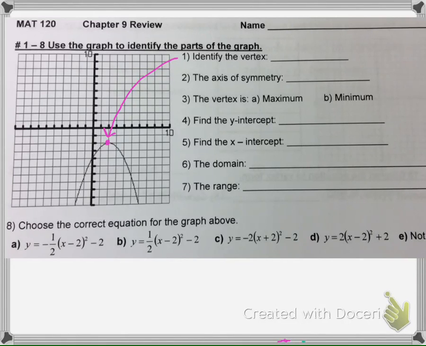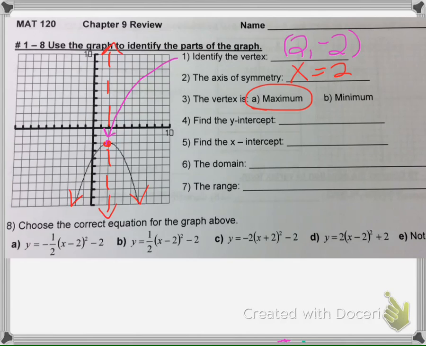So the vertex would be 2, -2, and remember the vertex is either the highest point or the lowest point of the parabola. Then we're asked for the axis of symmetry, so it's that vertical line that splits this graph in half. So it's split down x equals 2. And since this parabola goes down, this is the highest point, so it has a maximum.